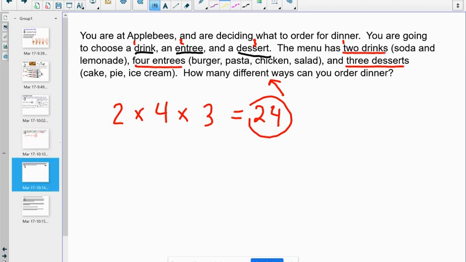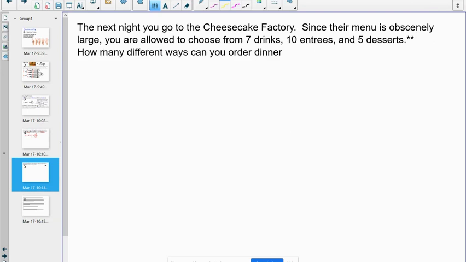I'll continue on. So here's another example. So you might go into the Cheesecake Factory. Wow, this person is spending a lot of money on food. And so they're going to the Cheesecake Factory. The menu is obscenely large. I've never been to the Cheesecake Factory, but I've always wanted to go.